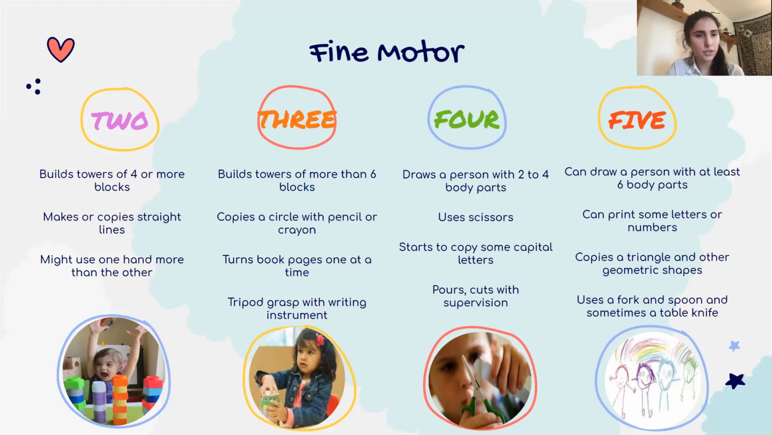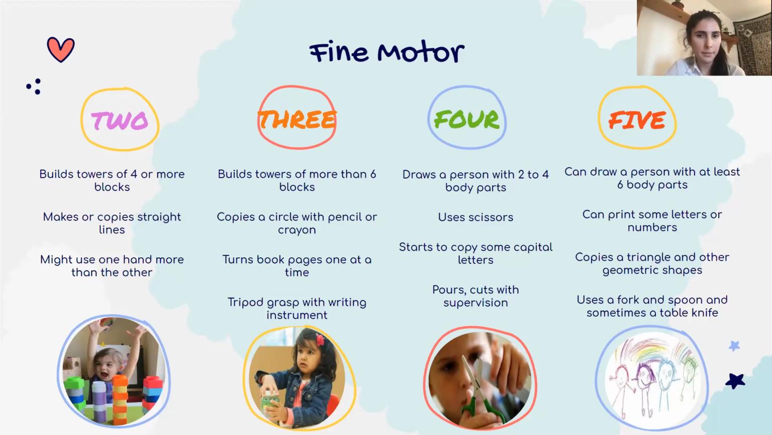And then by age 3, they will start building towers of 6 or more blocks. They'll be able to copy circles with a pencil or crayon. They'll be able to turn the page one at a time rather than flip through it. And then they'll be able to have the tripod grasp. So they'll start using the 3 fingers rather than gripping like this. And then you'll also be able to see a 3-year-old twisting caps off of a jar or twisting the doorknob open and manipulating their zippers and trying to dress and undress.